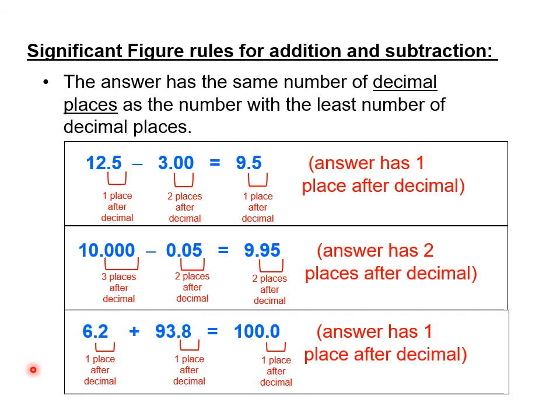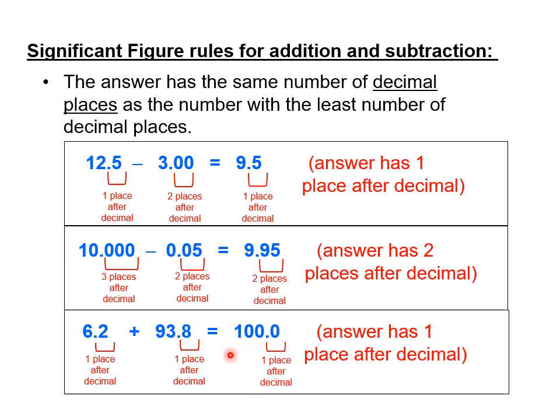And then just one more example. So 6.2 plus 93.8. Notice that 6.2 only has 1 place after the decimal. 93.8 also has 1 place after the decimal. So my final answer should just have 1 place after the decimal.